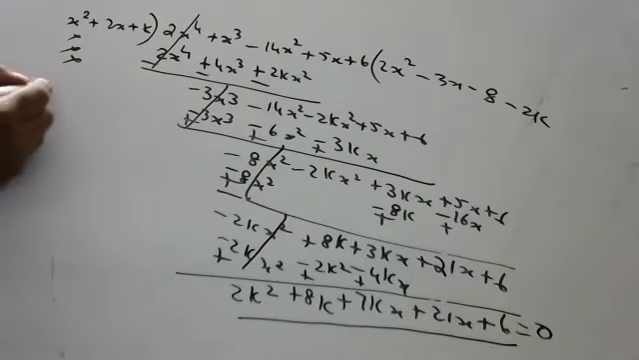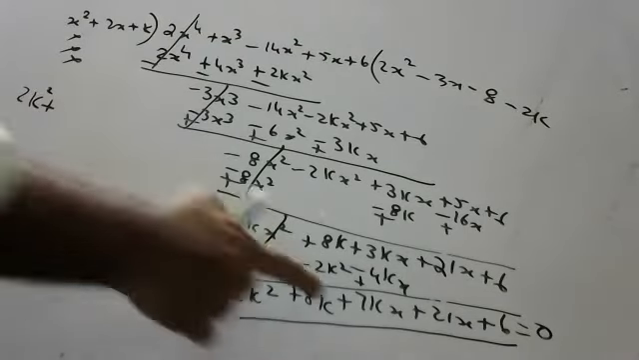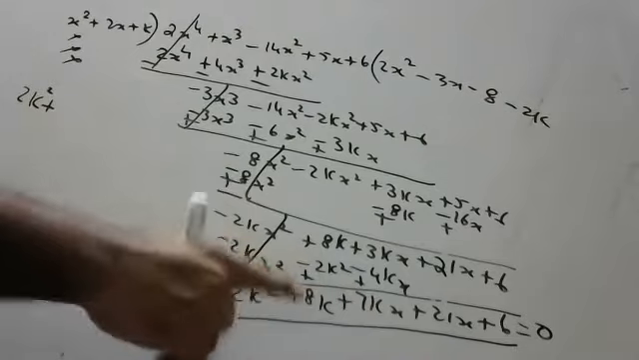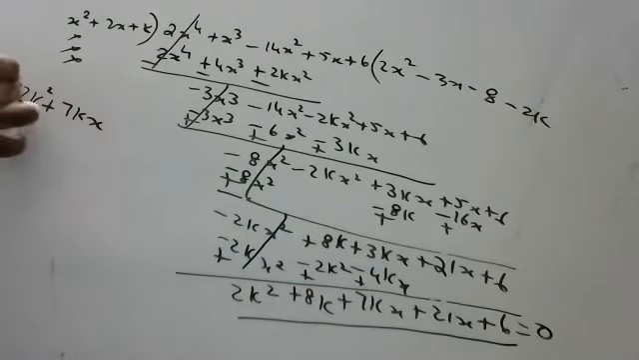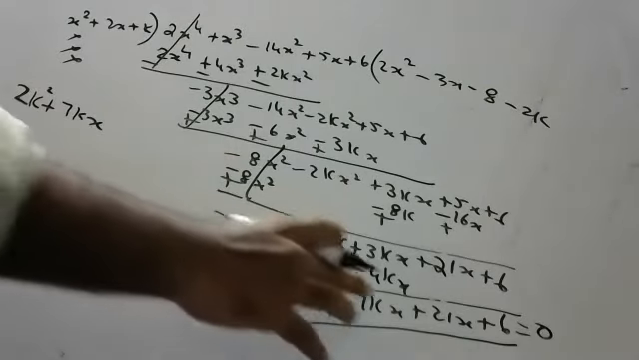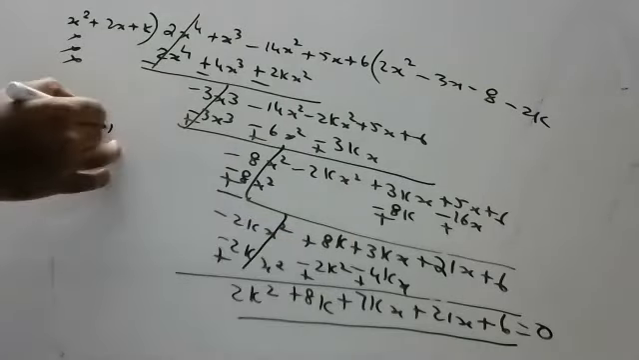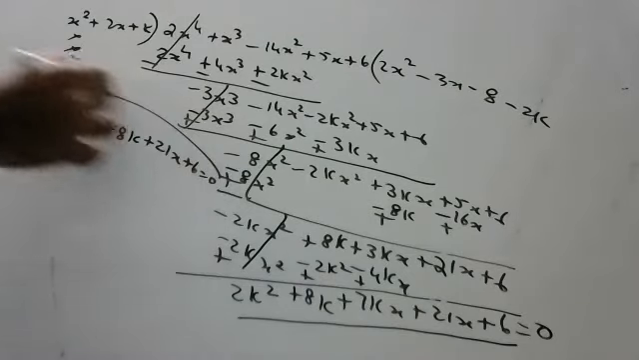2k square plus 7kx, please see here, children. 2k square plus 7kx plus 8k plus 21x plus 6 is equal to 0.